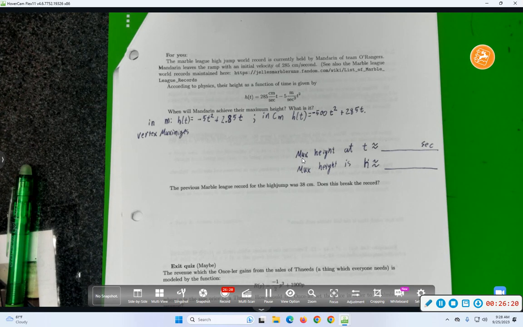Do we have everything written down that we need to find the vertex? Cool. So we have a vertex formula right there. In fact, how many people did find the time at which the vertex occurs? Cool. Well, let's do it then. Do I know what A is? What should I take for A? -5 is A. And what should I take for B? 2.85.